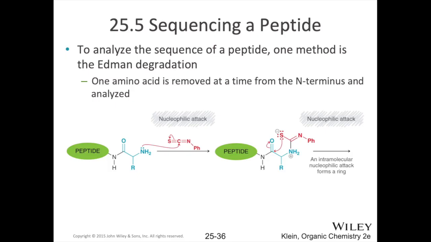And therefore we can get the sequence. So we start off with the amino group on our amino acid acting as our nucleophile and attacking the carbon on our phenyl isothiocyanate. All right, so it attacks that carbon, basically forms this intermediate, and then we have an intramolecular nucleophilic attack. So that sulfur becomes a nucleophile and attacks the carbonyl of our peptide bond.